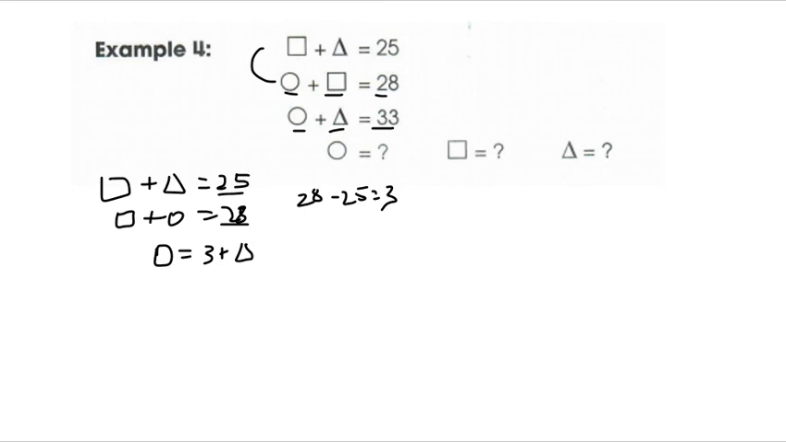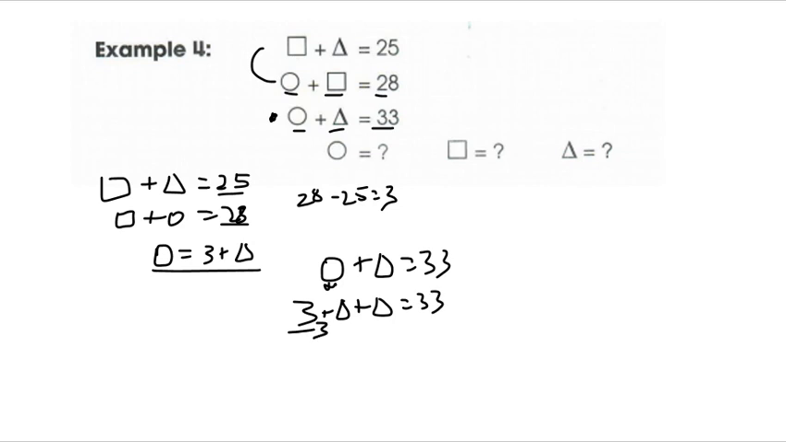So now that we know this is true, then we can substitute this in this one right here. So we have circle plus triangle equals 33. And we know that circle is 3 plus triangle. So then we can just substitute that. 3 plus triangle equals 33.